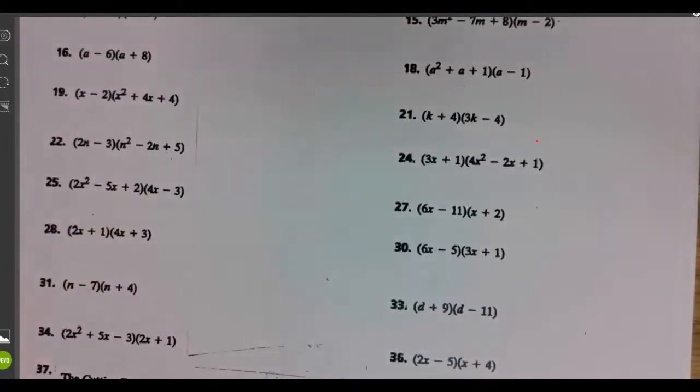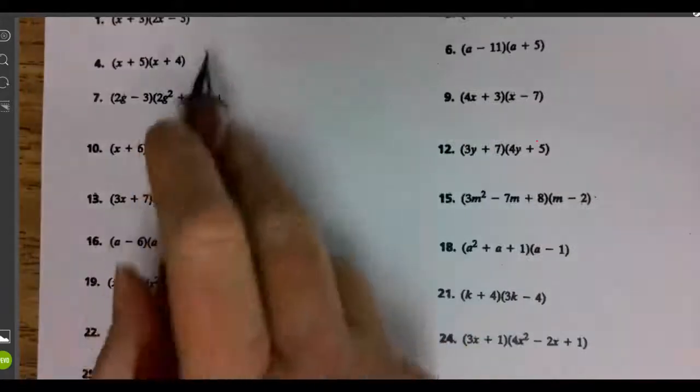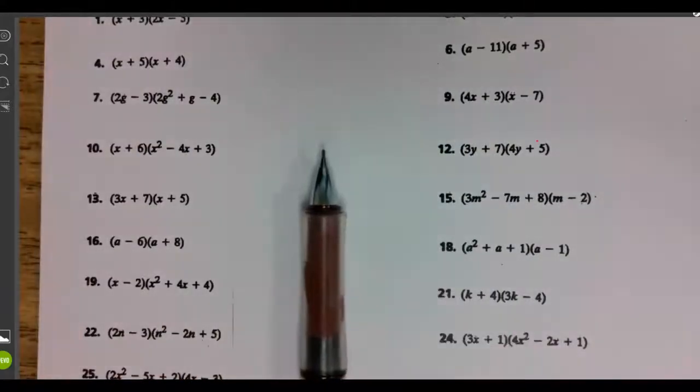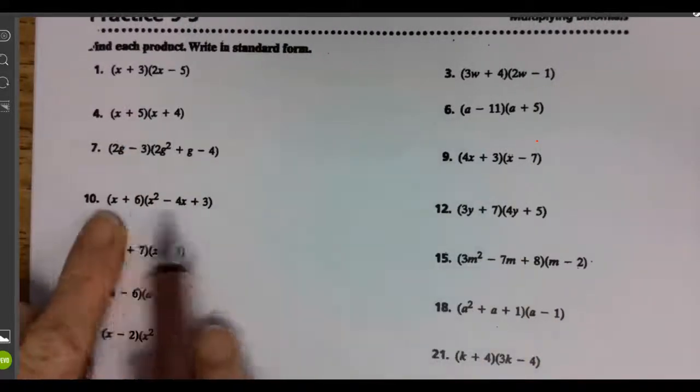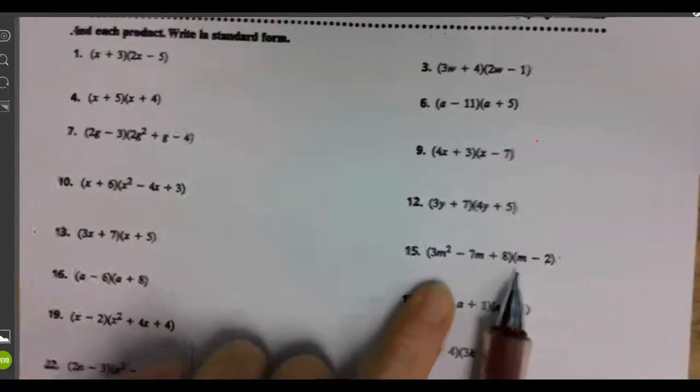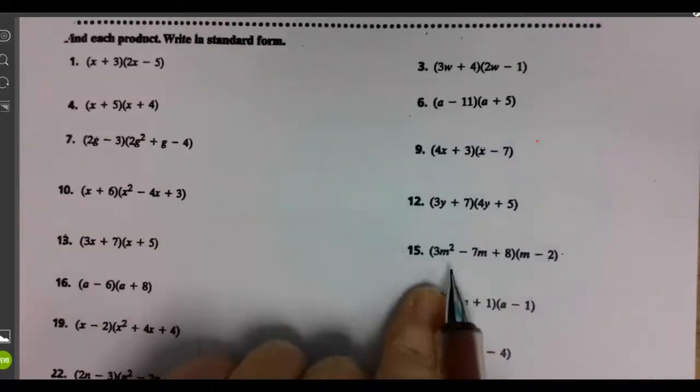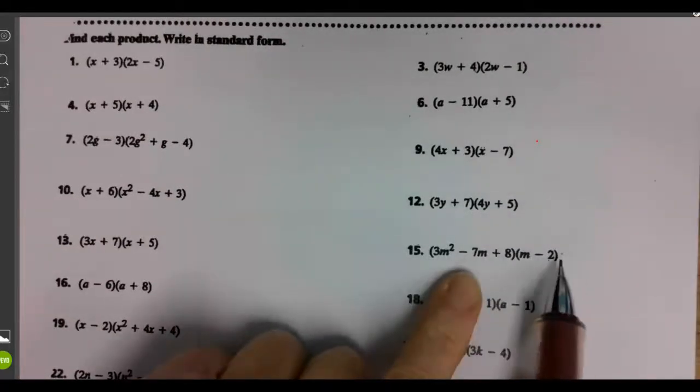Now on your homework, same kind of stuff we've been doing. And still going to multiply binomials, binomial times a trinomial. Okay, now look at number 15. See how they have a trinomial times a binomial? You can leave it just like that.